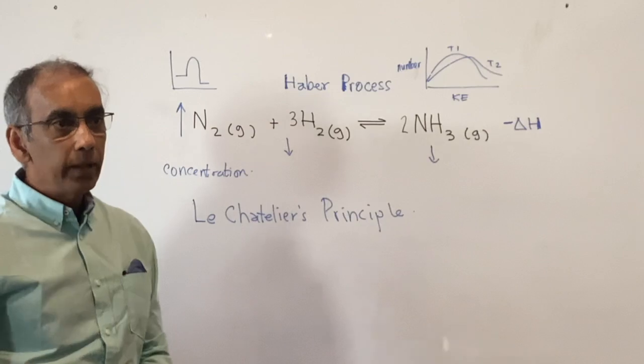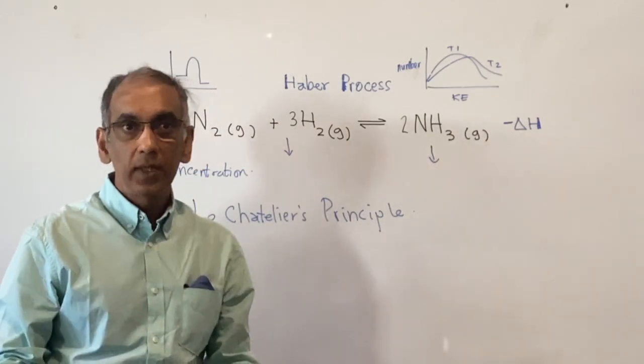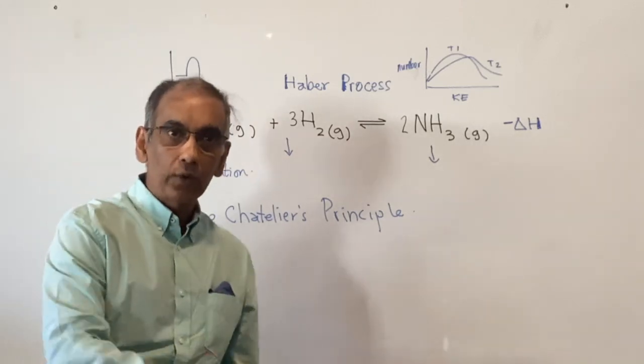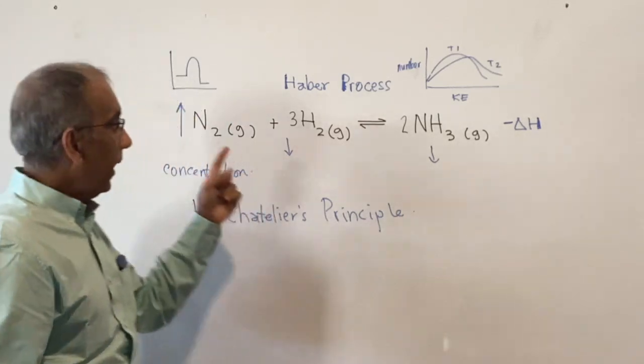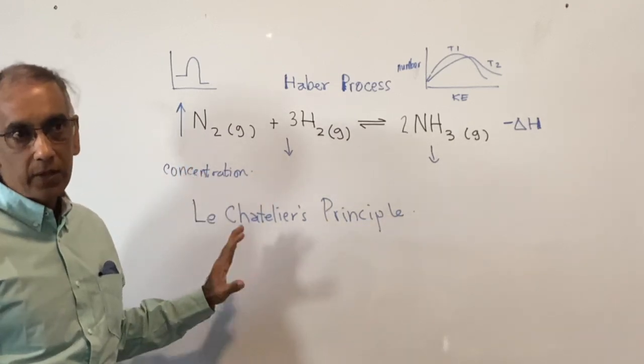So if a system in equilibrium, chemical equilibrium, is subjected to a change, it looks to reverse that change or to balance it off. And the easiest way to understand it is with concentration. You guys are having any problem in understanding with concentration?